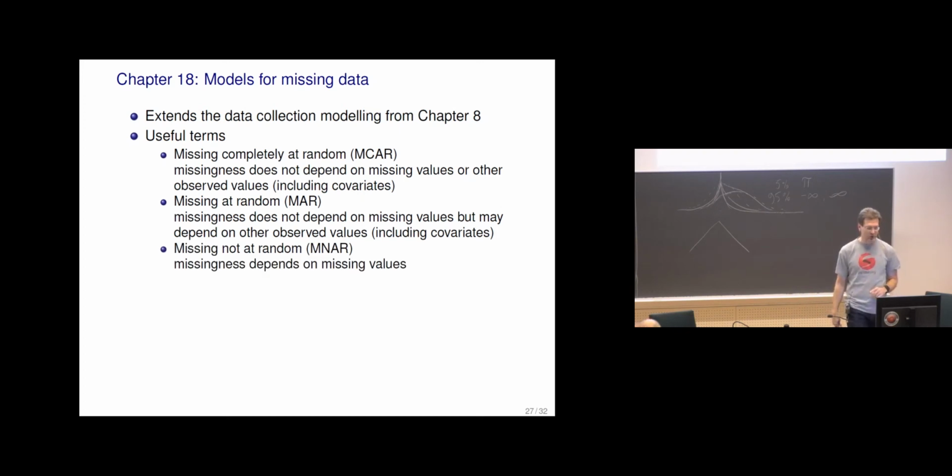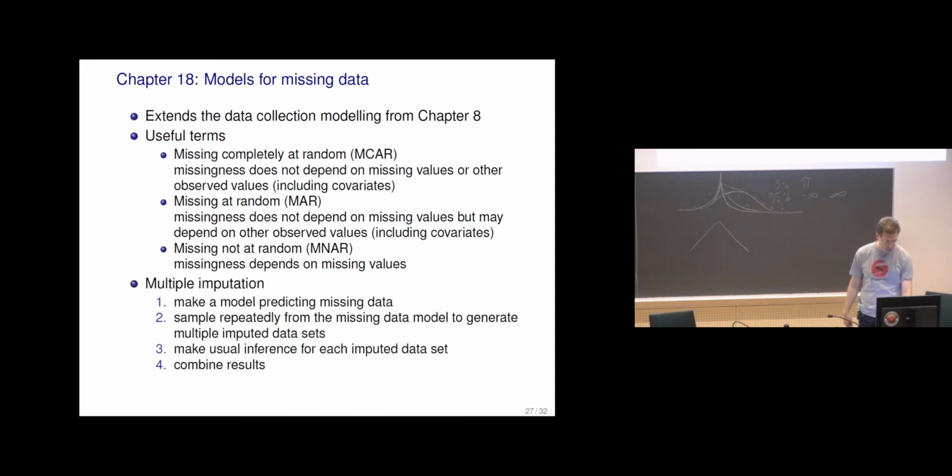And then missing not at random. The missingness depends also, for example, on the missing value itself, so that we are missing more often below a threshold, or specifically we measure something only when it's also giving symptoms for the person.